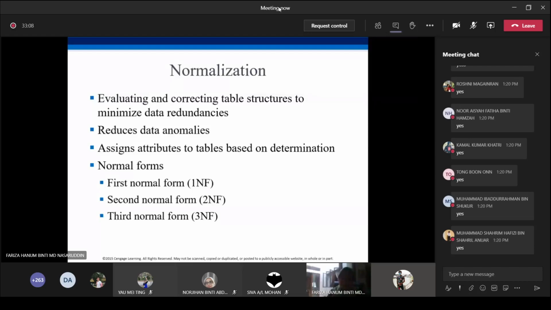If you don't normalize your tables properly, you will have anomalies, meaning that, for example, if you want to update the address of a customer, you may have to update many times because your table is not normalized properly. So that would be one problem that your database may have.